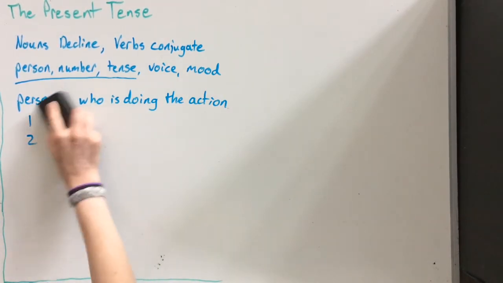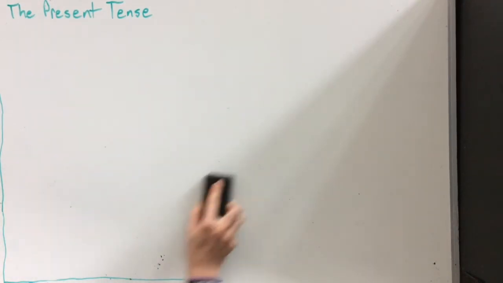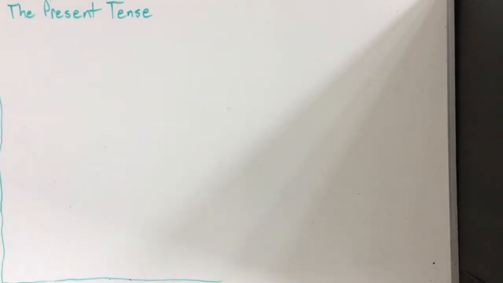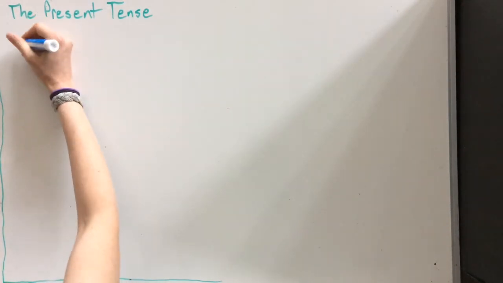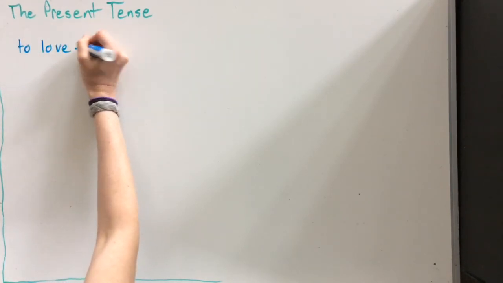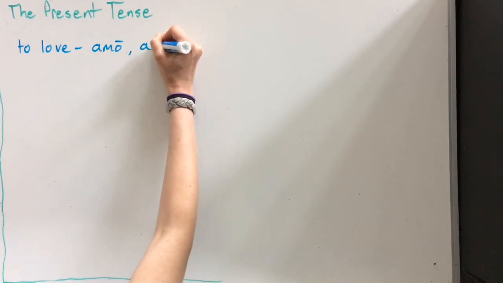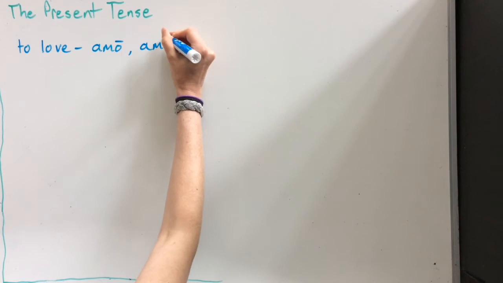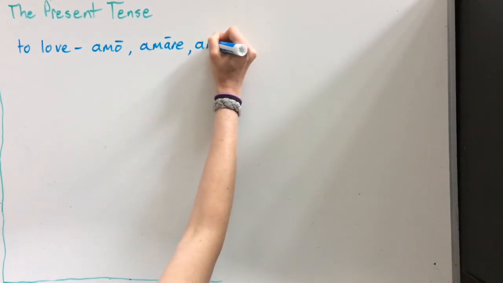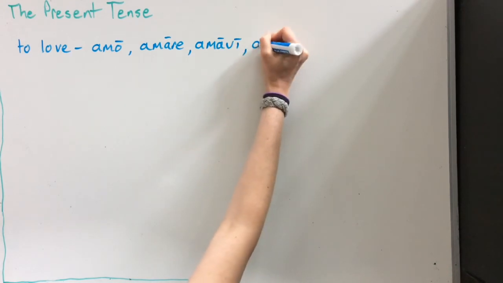In order to figure out the forms for a verb, we're going to need to look at its principal parts. The principal parts are what you'll see when you look up a verb in the dictionary. For example, the verb to love is amo, amare, amavi, amatus.